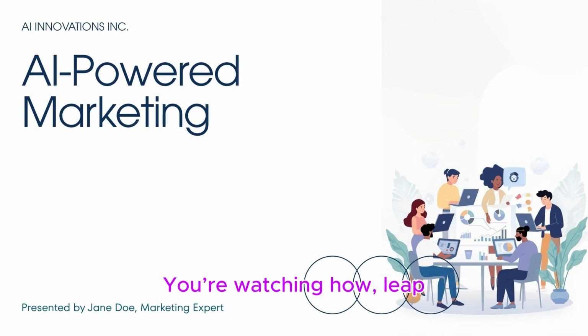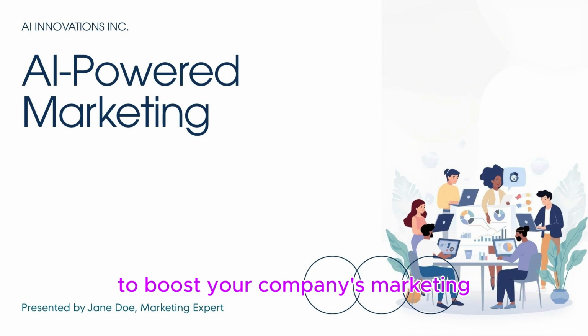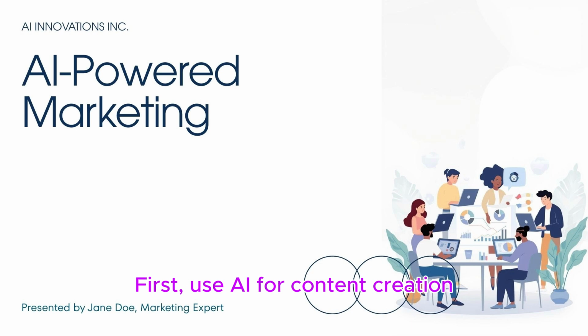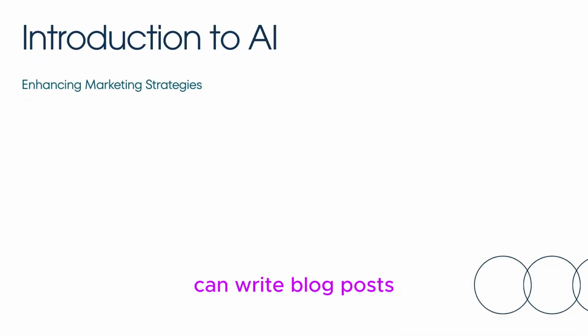You're watching How to Leap. Let's use AI to boost your company's marketing. First, use AI for content creation. Tools like ChatGPT or Jasper can write blog posts, social media captions, and ad copy quickly.